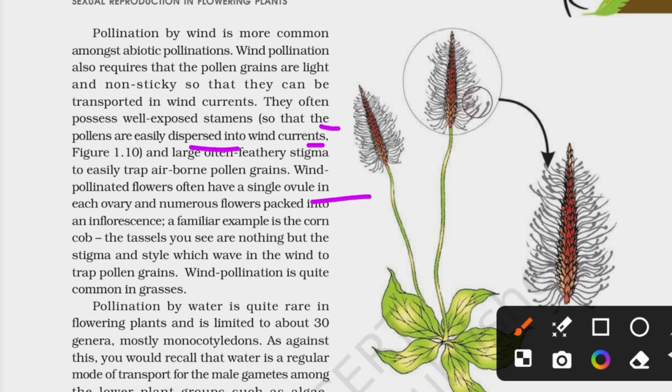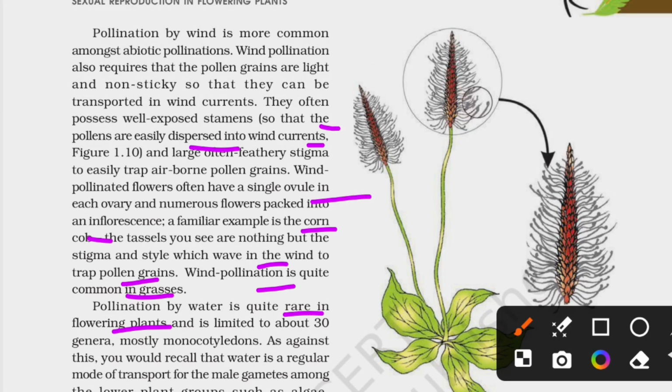A familiar example is the corn cob. The tassels you have seen are nothing but the stigma and style, which wave in the wind to trap pollen grain. Wind pollination is quite common in grasses. Pollination by water is quite rare in flowering plants and is limited to about 30 genera, mostly monocotyledons.